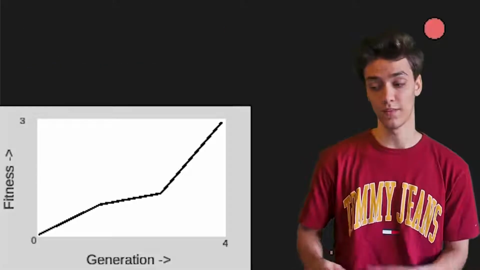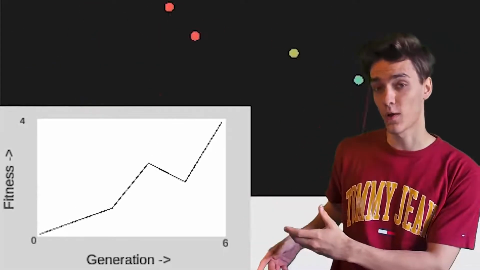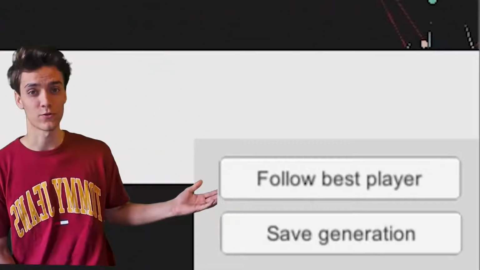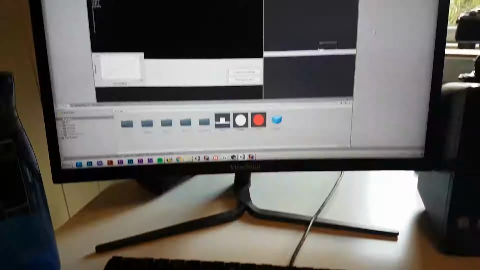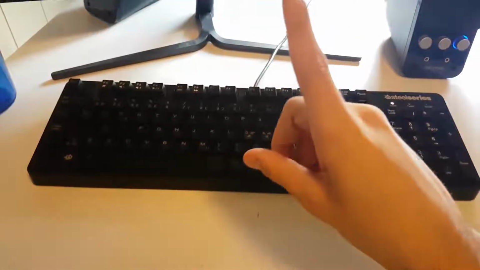But before we start the training, let's add some utility so it's easier to see what's going on during training. First I made some stats in the corner, very cool. Then I made a little graph showing how well they're performing over generations. And finally, I added a button that allows you to track the best player. Oh yeah. And just like that, it's time to start training.